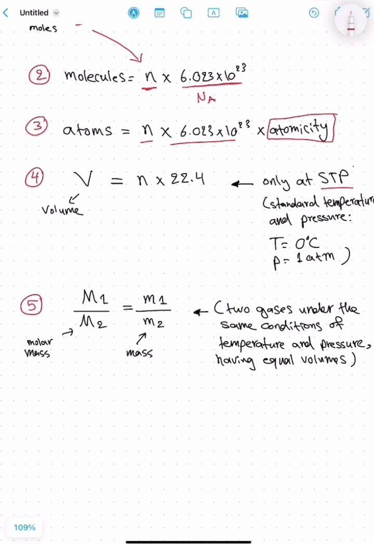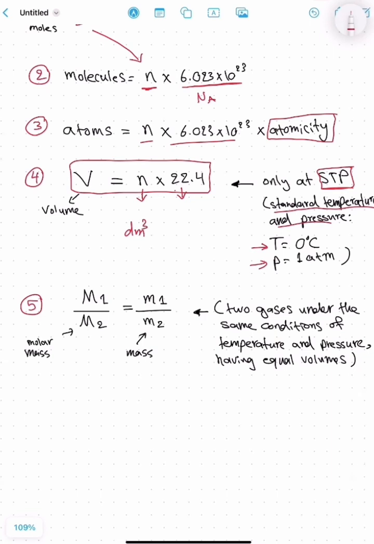It will either give you STP, standard temperature and pressure, or it will give you the temperature, which is 0 Celsius, and pressure is 1 atmospheric pressure, so it's standard temperature and pressure. What do you use? You use this rule: volume is number of moles times 22.4. So get number of moles multiplied by 22.4, which is constant. You get volume in cubic decimeters.